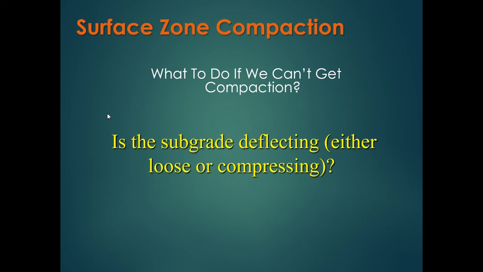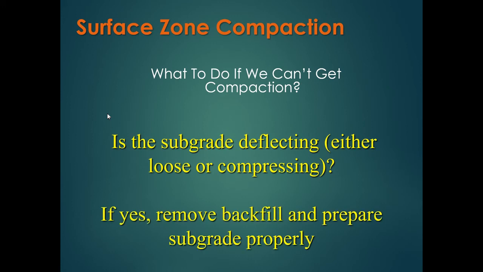We can also use that DCP device and hand augers to do some investigation to see where the problem is, so we can target where that zone is and what depth it is. Say we could be as deep as 4 or 5 feet, and you hand auger out, and all of a sudden you find an organic layer, or some really wet soil underneath, especially cohesive soils. Say it rains one day and they come back the next day and bury it. That's going to eventually pump up to the surface. So we have to do investigation techniques. If yes, we need to remove the backfill and prepare the subgrade properly.